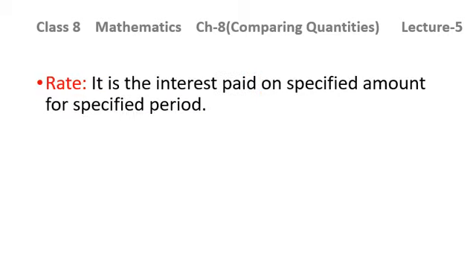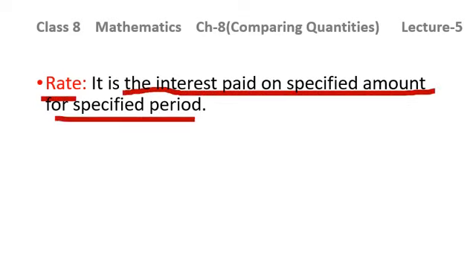So coming to rate. What is this rate? Rate is the interest paid on a specified amount for a specified period. It is basically the interest paid on a specified amount which is being borrowed and for a specified duration, that is, the time period for which it is being borrowed.